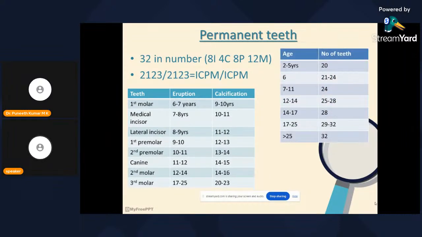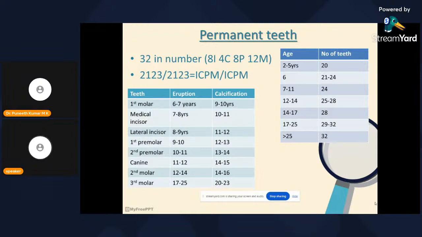And then based on the age, how many teeth will be present? Like 2 to 5 years of a person, there will be 20 teeth. At 6 years, 21 to 24. At 7 to 11, it will be 24 teeth. And 12 to 14 years, there will be 25 to 28. And 14 to 17 years, 28 teeth will be there. And 17 to 25 years, 29 to 32. And more than 25, definitely it will have 32 teeth in the complete oral cavity.